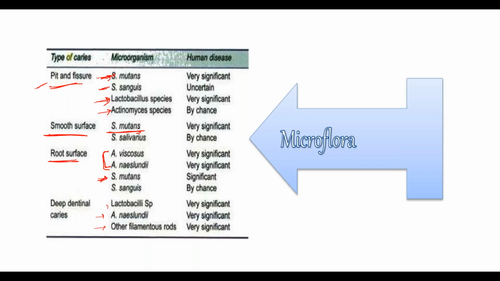So, pit and fissures: Streptococcus mutans is the significant bacteria, along with Lactobacilli and Actinomyces. Smooth surface: Streptococcus mutans is seen. Root surface: Actinomyces species are seen. And deep dentinal caries: filamentous species, Actinomyces and Lactobacilli are seen.